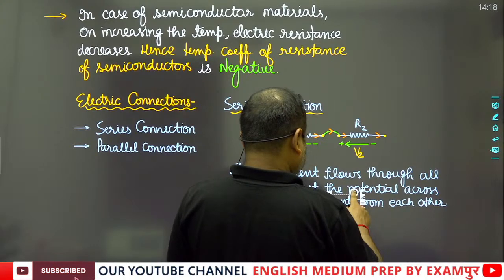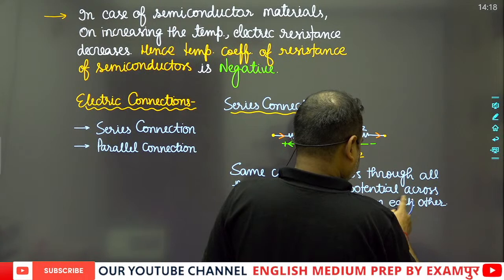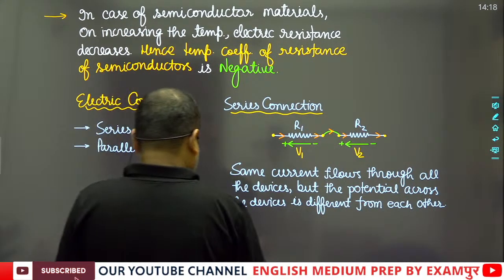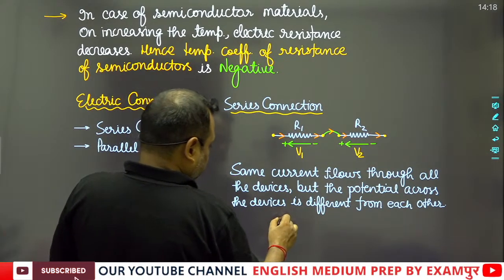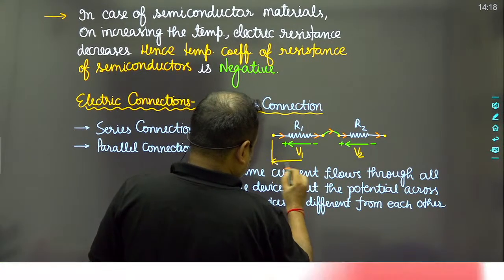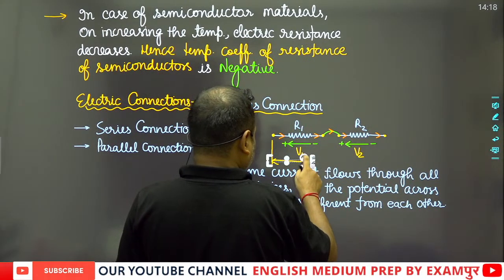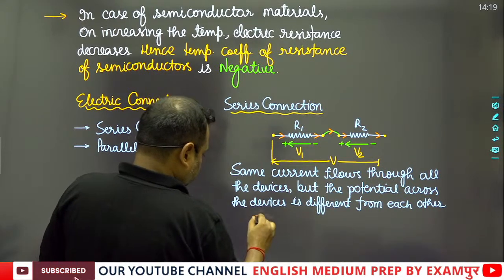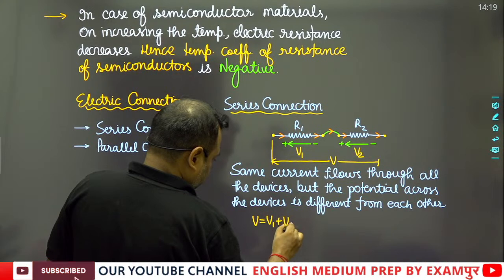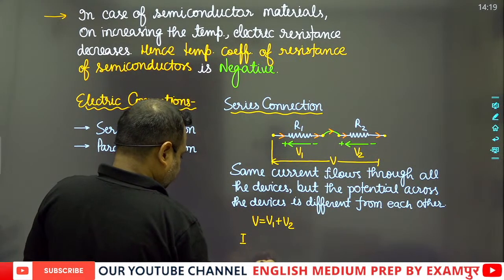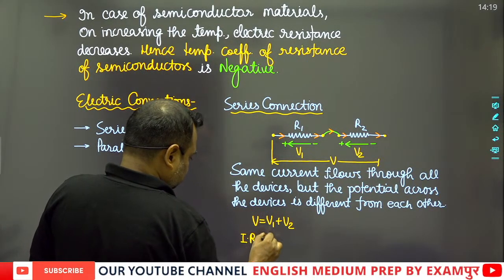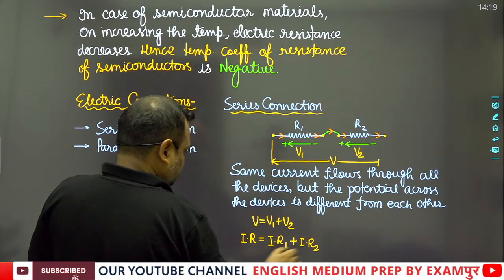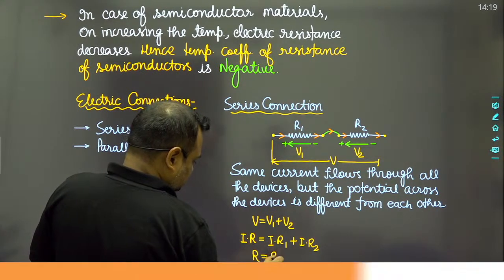So here we can see that the total voltage across both the devices will be V, and V will be equal to V1 plus V2. So this will be equal to capital I into R. Suppose that the total resistance is R, then this will be equal to I into R1 plus I into R2, because the current is the same. So the resistance becomes R1 plus R2.